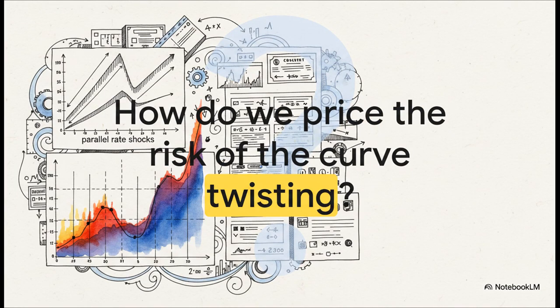But I'm going to leave you with this provocative thought to chew on. We know convexity perfectly absorbs massive parallel rate shocks, when all rates move together. But what happens when short-term rates skyrocket while long-term rates just plummet? How do we price the risk of the yield curve twisting entirely out of shape?